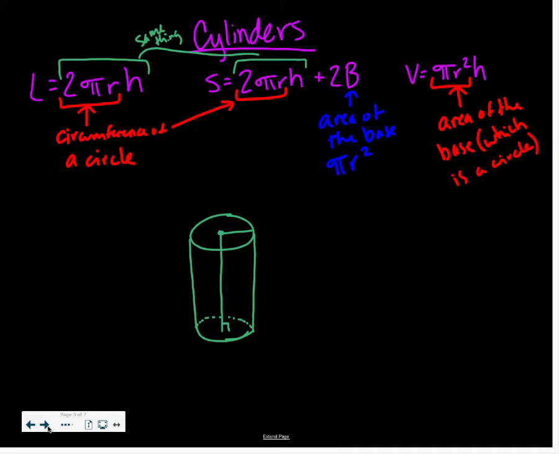And then you multiply it by the height. Okay? And then for the surface area, you take that value from lateral area and you add 2 times the area of the base. Remember, the area of a base for a circle, or area of a circle, is pi r squared. And then for our volume, you do pi r squared, so the area of the circle times the height.